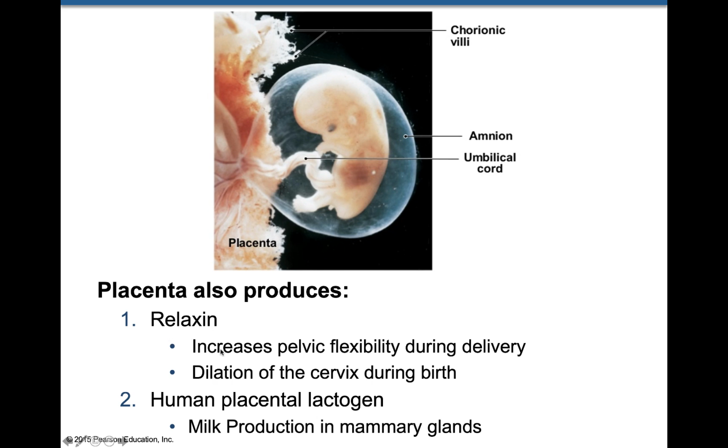So relaxin is going to increase pelvic flexibility during delivery. And then there's another hormone, oxytocin, that's going to be involved there, and dilation of the cervix during birth. So if you looked at previous pictures, the size of the cervix is really small, and that's going to dilate a lot during childbirth. And relaxin is the hormone that's going to play a role in that. Human placental lactogen, so milk production in mammary glands. So in the lobules there, it's going to be caused by some of these hormones.